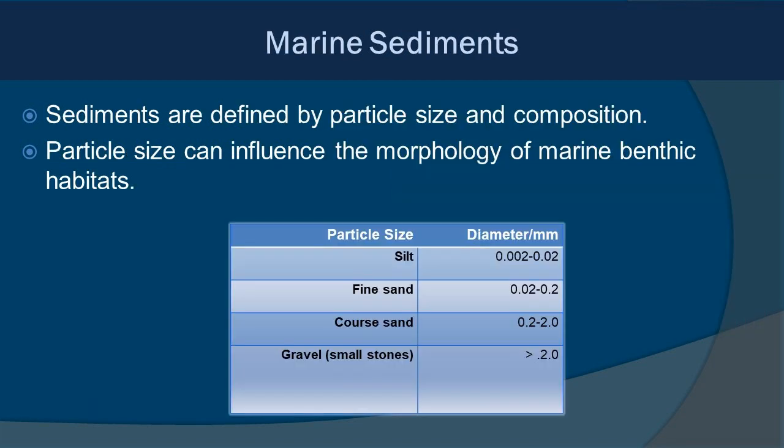Now, just a quick rundown of marine sediments. Sediments are defined by their size and composition. There are quite a few categories of size, but we'll stick with some basics. Silt being the finest, then we've got fine sand, and then coarse sand, and then gravel, which would be kind of like little small stones.